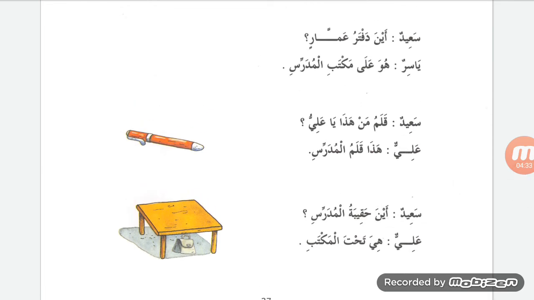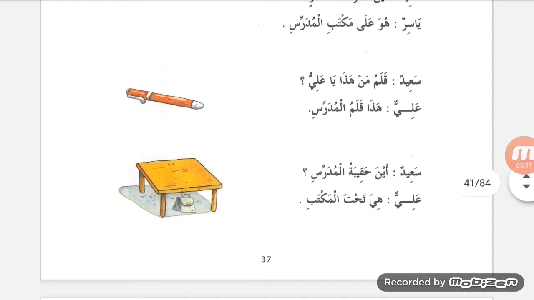Sa'id says, Aina daftaru Ammar? Where is the register of Ammar? So here daftaru Ammar, mudaf ilayh. Daftar is the mudaf. Who is the possessor of the register? Ammar. So Ammar is majroor. You can see the sign of jar, the kasra on the ra. Ammarin. So daftaru Ammarin. Aina daftaru Ammarin? أين دفتر عمار؟ Where is the register of Ammar?